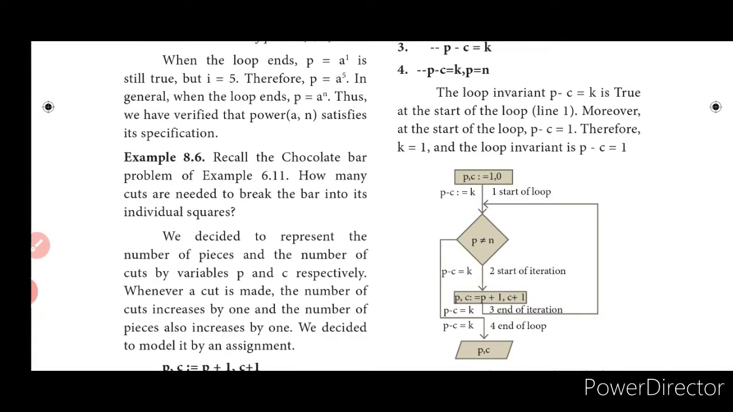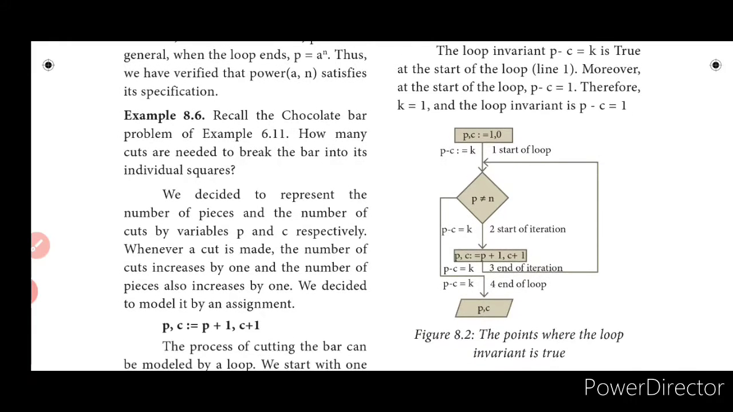Recall the chocolate bar problem of example 6.11. How many cuts are needed to break the bar into individual squares? This was one problem that we had in our 6th lesson, isn't it? Dividing a chocolate bar into pieces such that each and every bar is going to stay as an individual square. We decided to represent the number of pieces and the number of cuts by variables p and c.